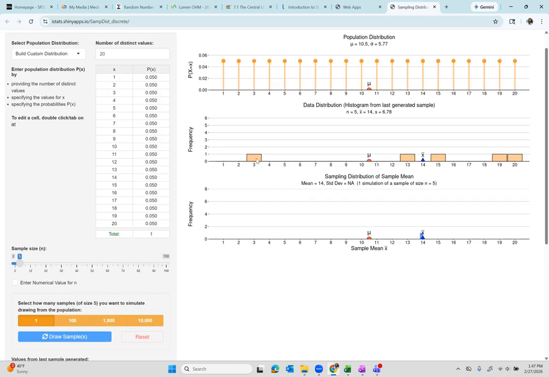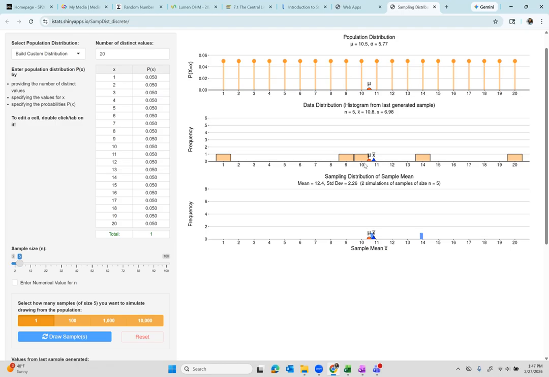It drew a 3, a 13, a 15, a 19, and a 20. The mean was 10.5, correct? The standard deviation was 5.77. That's what we found it to be when we did our calculation in Excel. This particular sample had a mean of 14 and a standard deviation of 6.78. So let's draw another sample.